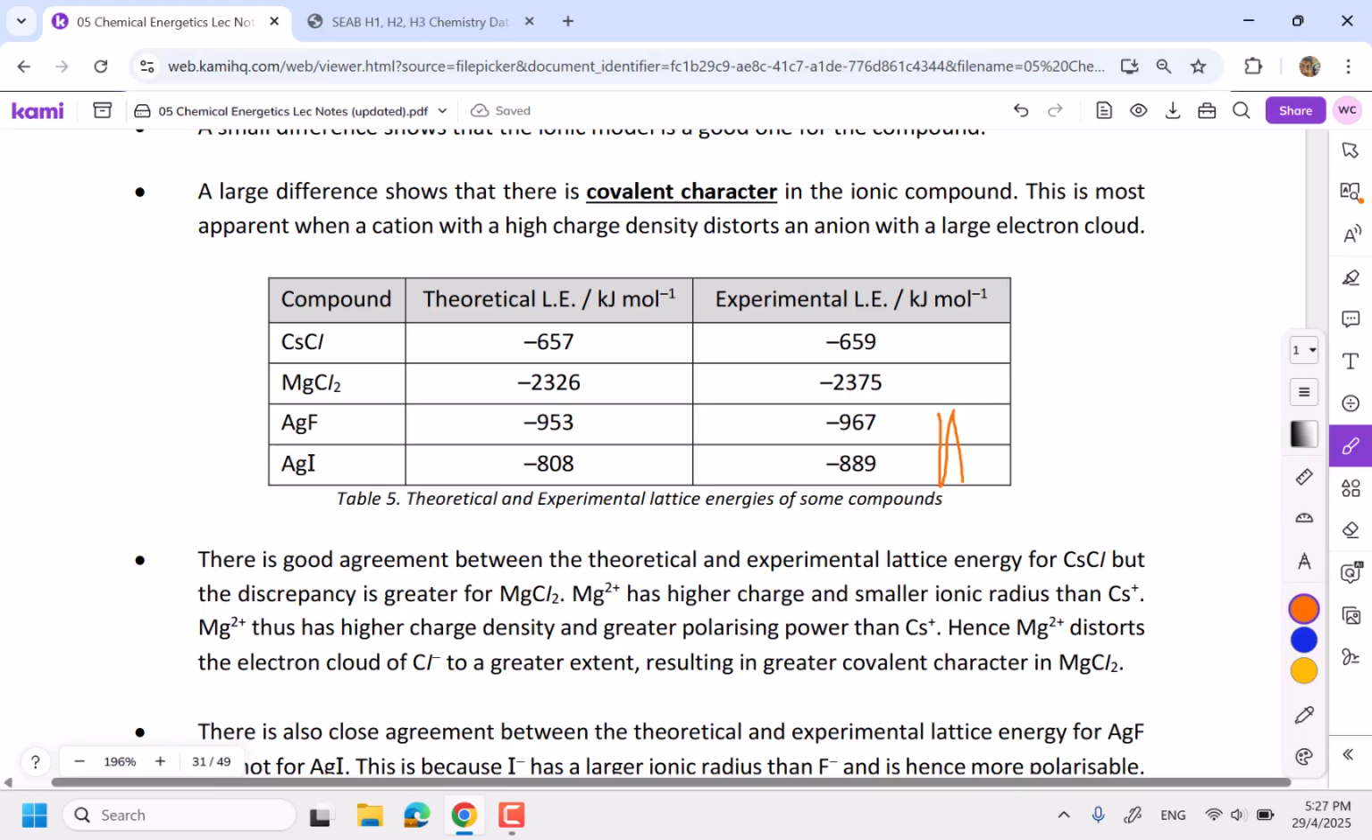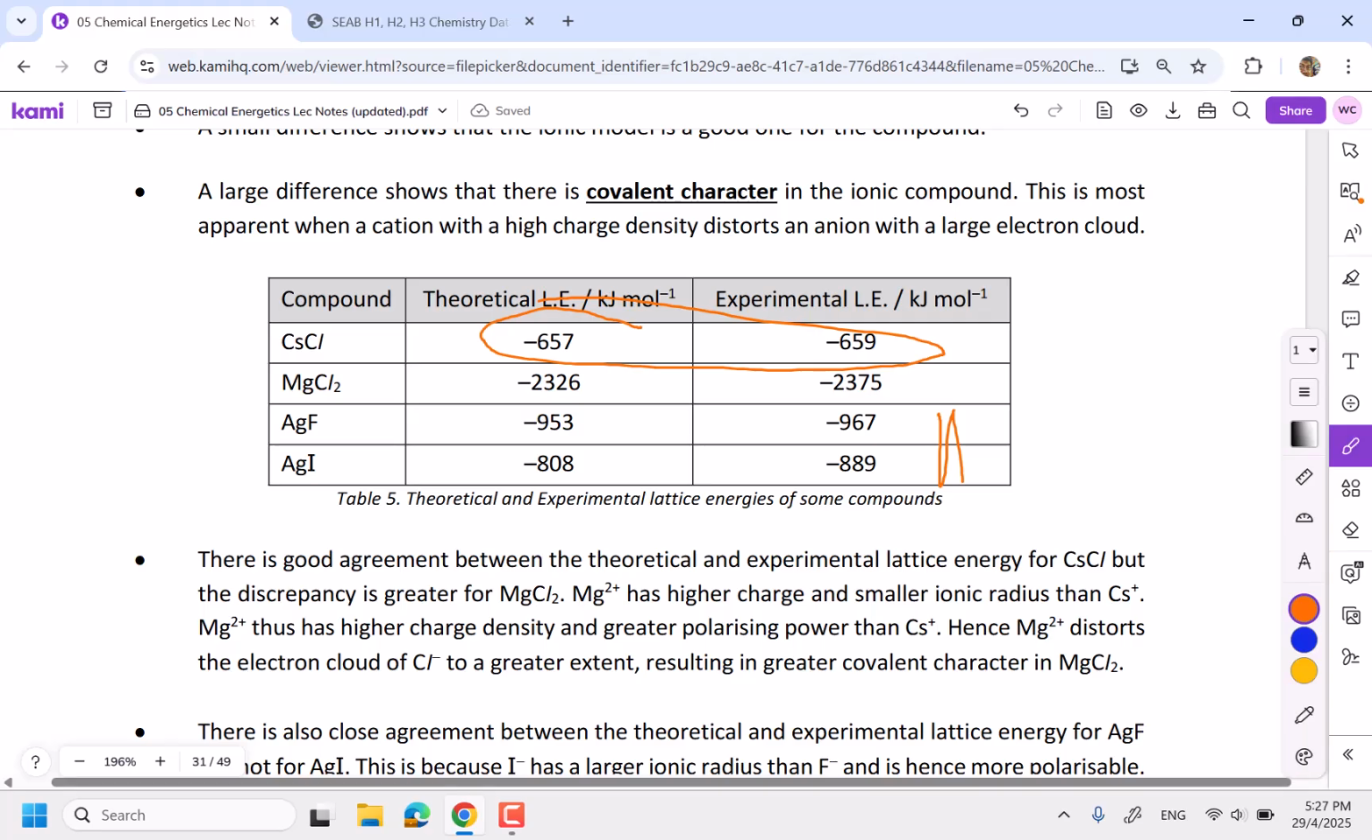If you look at cesium chloride, the experimental lattice energy almost matches the theoretical lattice energy, for a very simple reason: cesium plus has very low polarizing power. Very low polarizing power means that the chloride electron cloud cannot be easily polarized. So I would expect the experimental lattice energy to match quite closely with the theoretical one.